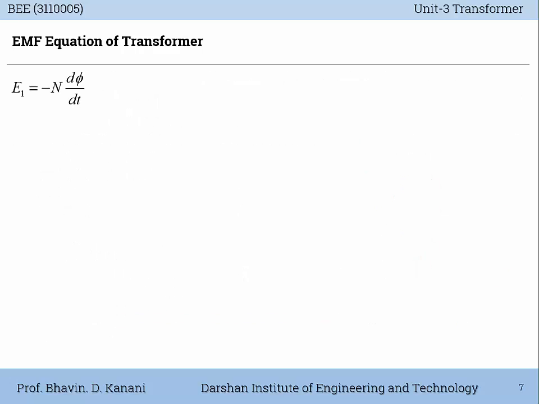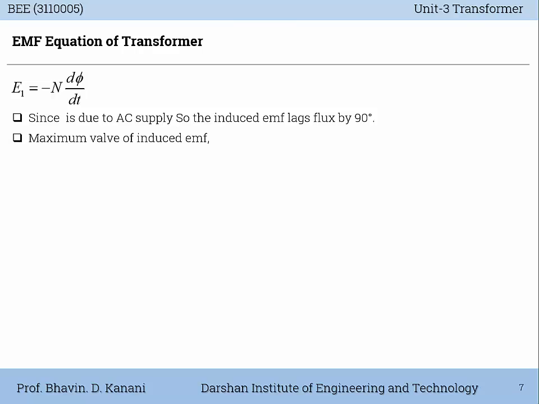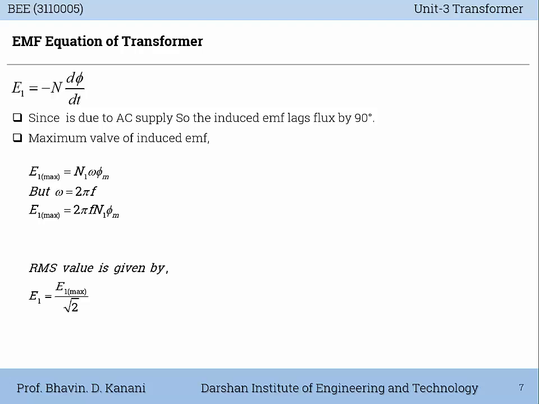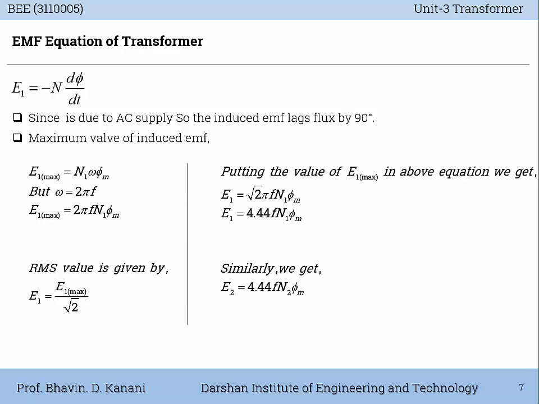Then E1 is equal to minus N dφ/dt. Since it is due to AC supply, the induced EMF lags the flux by 90 degrees. The maximum value of induced EMF E1max is equal to N1 ω φm, but ω is equal to 2πf. Hence E1max is equal to 2πf N1 φm. The RMS value is given by E1 equal to maximum upon root 2. That's why E1max upon root 2.